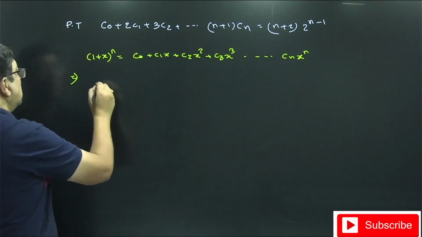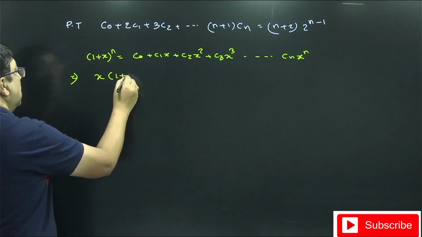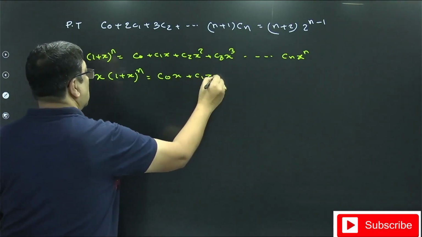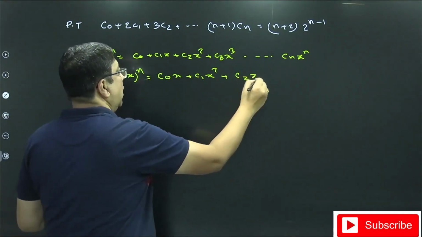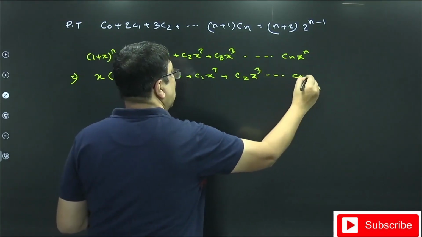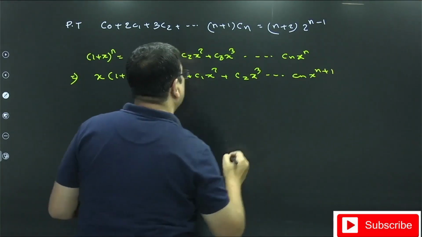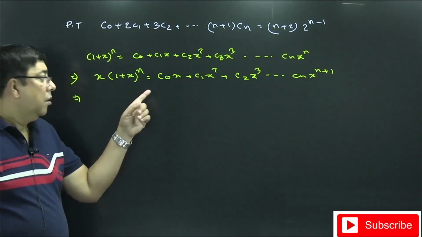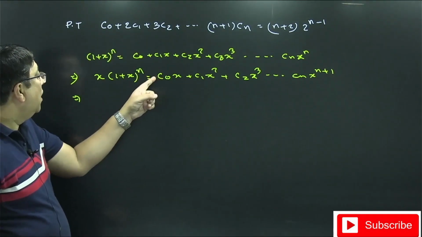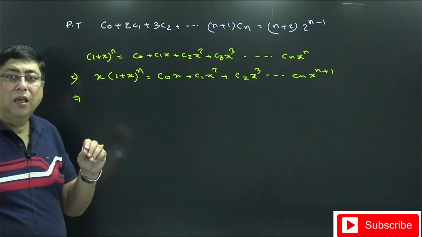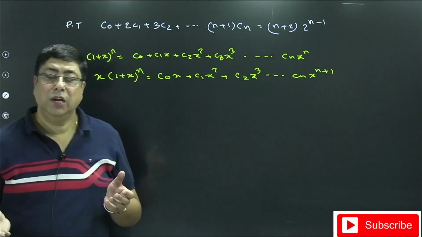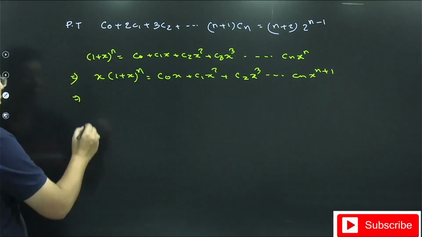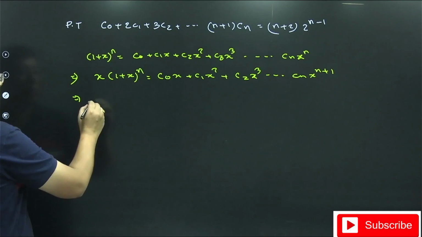Since c0 exists, multiply both sides by x. So we get c0x plus c1x square plus c2x cube, up to cn x to the power n plus 1. Therefore, differentiate using the UV formula. In this case we multiply by x because c0 exists here; otherwise, if we differentiate, the constant term would be 0. Let us differentiate with the UV formula.